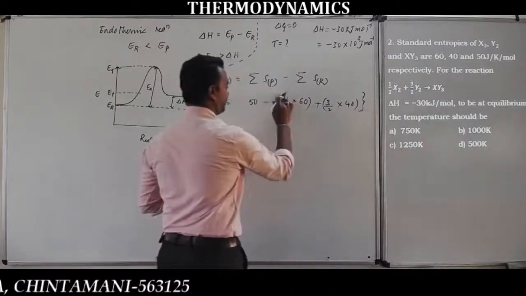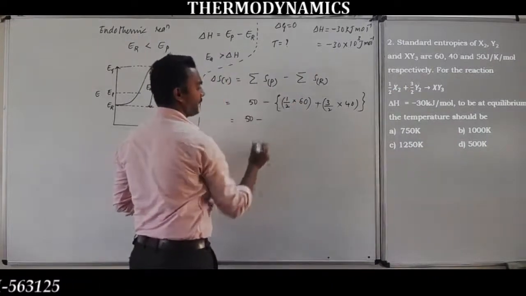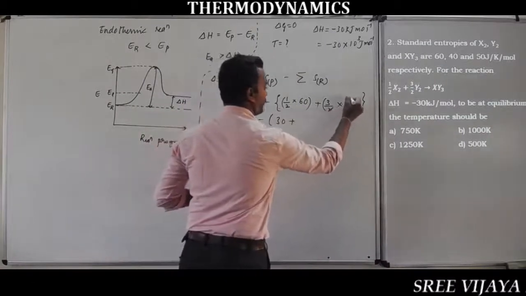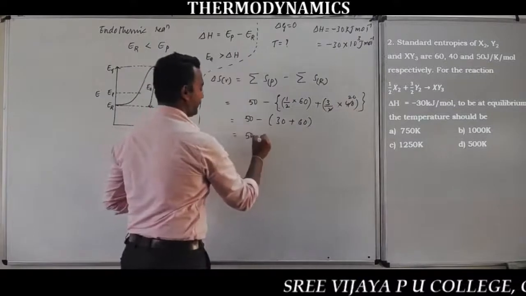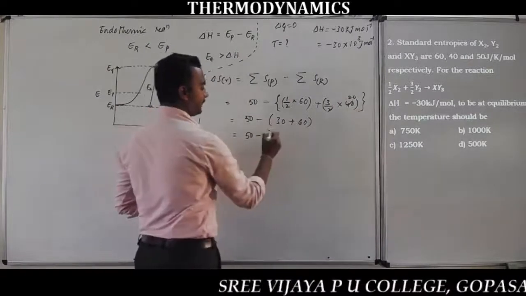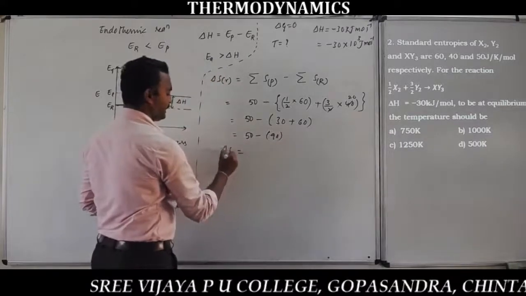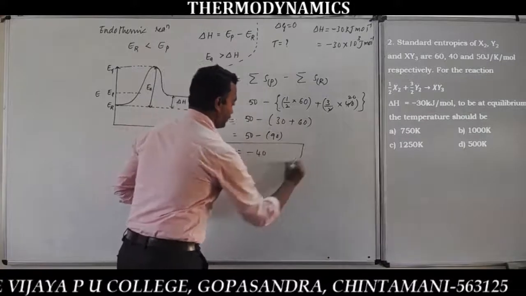So in the calculation, that is equal to 50 minus, how much comes, 30, plus, here 3/2 into 40 gives 60. That is equal to 50 minus 30 plus 60, that is 90. Delta S of the reaction, the final value, we will get minus 40. So what is the unit here?